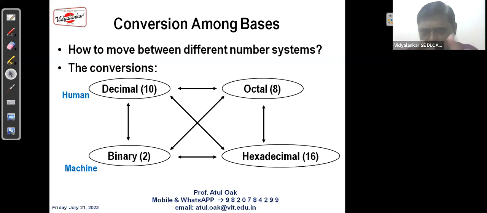Can you tell me how many total conversions are possible? Quick answer in chat box. How many conversions are possible? Let me check. What is a quick answer? How many total conversions? I just want a number in chat box. Let me see what is your response. Excellent. So this particular number is 12. That's a perfect answer. Okay. So these total conversions are 12.